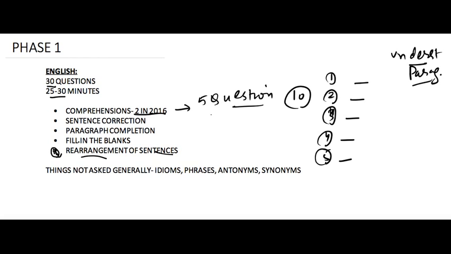Similarly, there are many other areas. Things not asked generally in English: idioms, phrases, antonyms, and synonyms are normally not asked in the RBI exam. In comprehension, there might be antonyms and synonyms, but otherwise these questions are not asked in the examination.